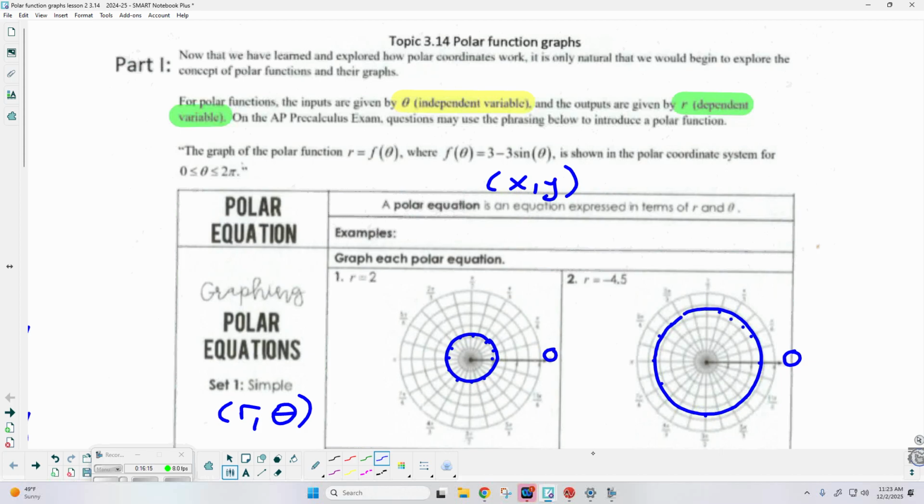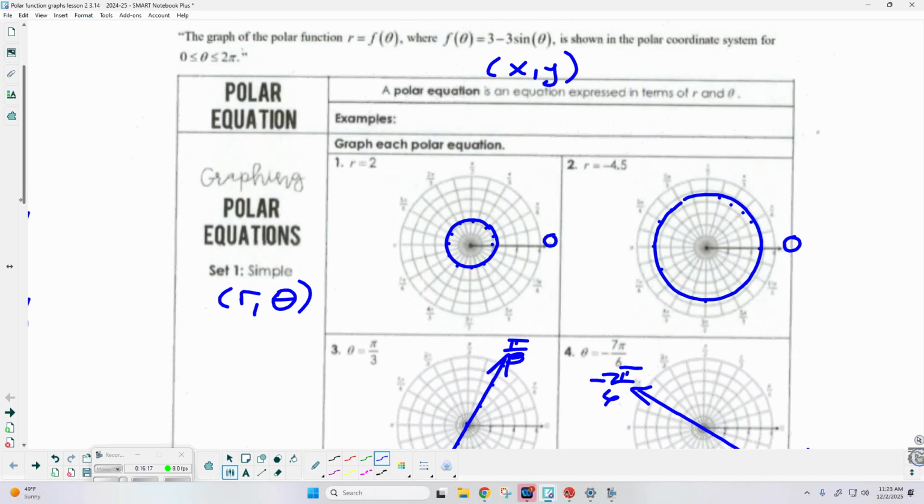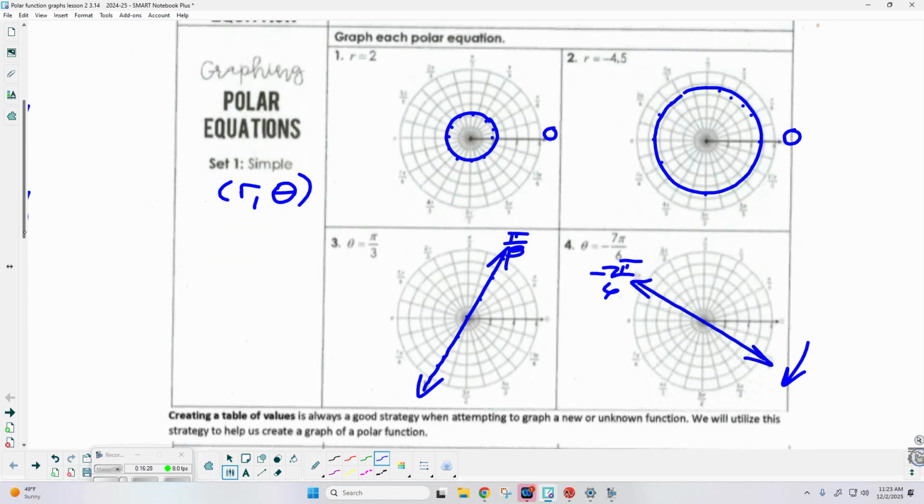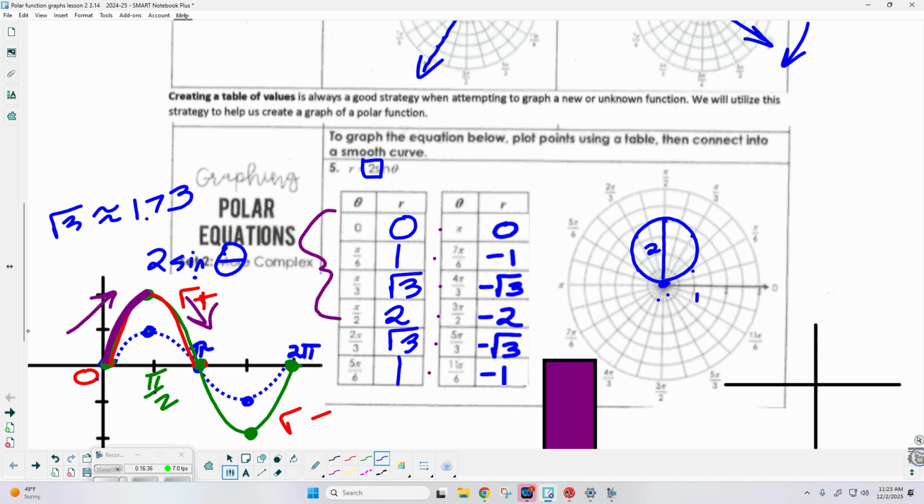So we started off yesterday with some basic equations. If you're only given the radius, we found that that was going to be a circle centered at the pole. Okay, everybody seemed to do pretty well with that. If you're only given theta, then we end up with a straight line. Okay. And then we started to get a little more complex. Our first one was 2 sine of theta.